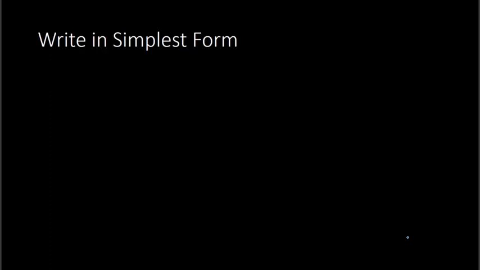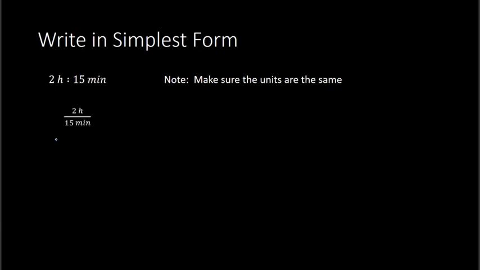Now be careful if you have 2 things you're comparing, but the units are not the same. So for example, if you are writing 2 hours to 15 minutes, you're writing this in simplest form. This is your ratio. Well, the units are not the same, so I need to make sure that I convert the units so that they are the same. So the ratio is 2 hours to 15 minutes, which can be written as 2 hours divided by 15 minutes.